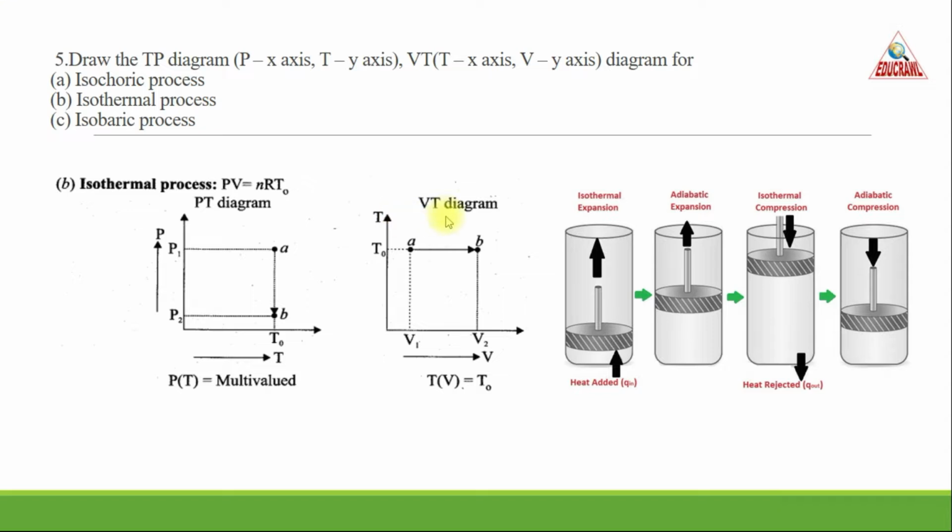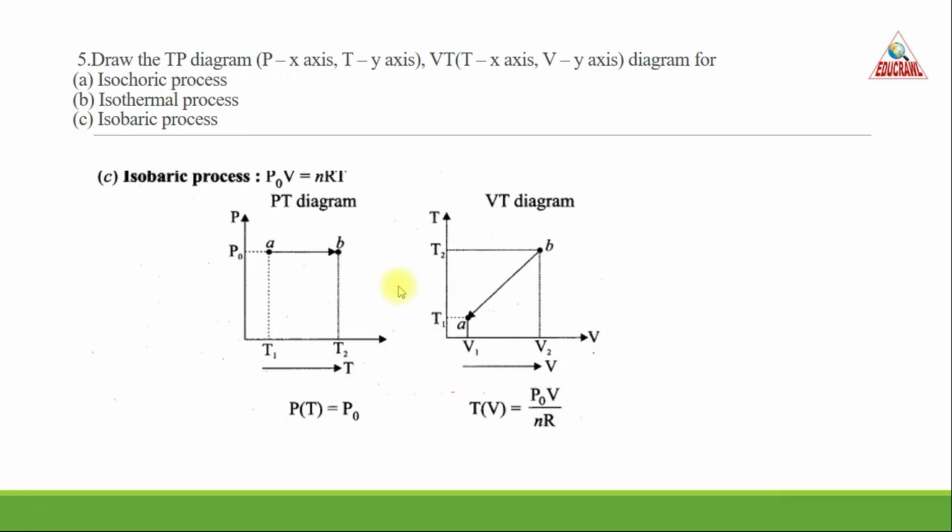Now the VT diagram. So for drawing the VT diagram, along x-axis the volume is taken, along y-axis temperature is taken, and once again in isothermal process the temperature is constant. So when the volume is increased from V1 to V2, the temperature remains the same. So the graph is a straight line parallel to the x-axis. This is the VT diagram for isothermal process. Next, for the isobaric process.